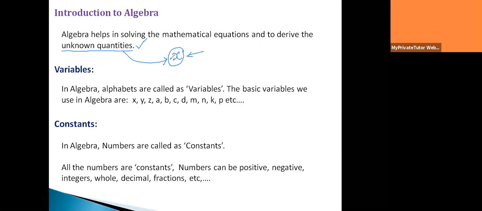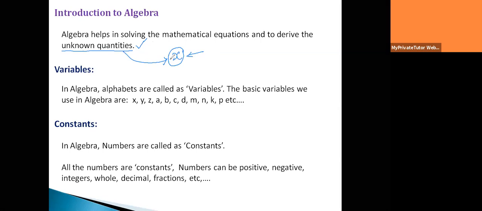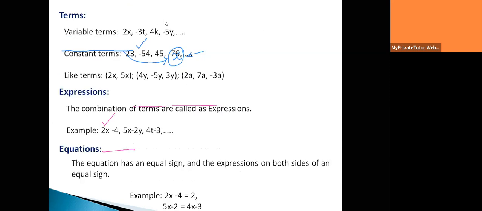And what do you mean by variables? I have mentioned here the alphabets are called variables. We can use any alphabets, all the 26 letters, but I have just written a few of the most commonly used ones. And constants, I think you guys know that they are numbers. All the numbers are constants. It can be positive, negative, a whole number, a fraction, or a decimal. It doesn't matter. Have a look at the next slide.